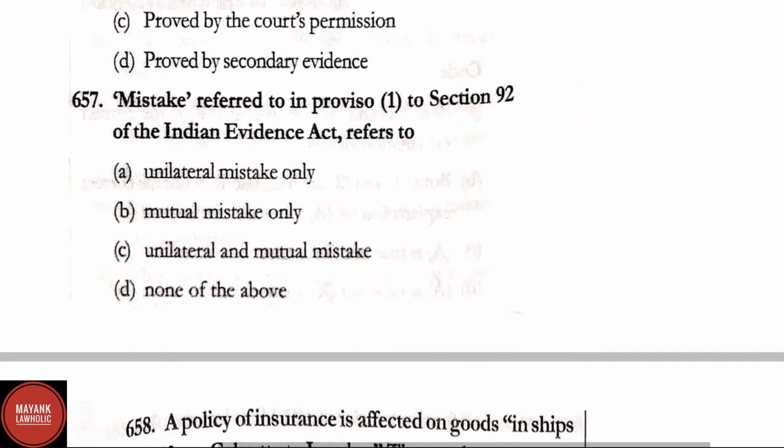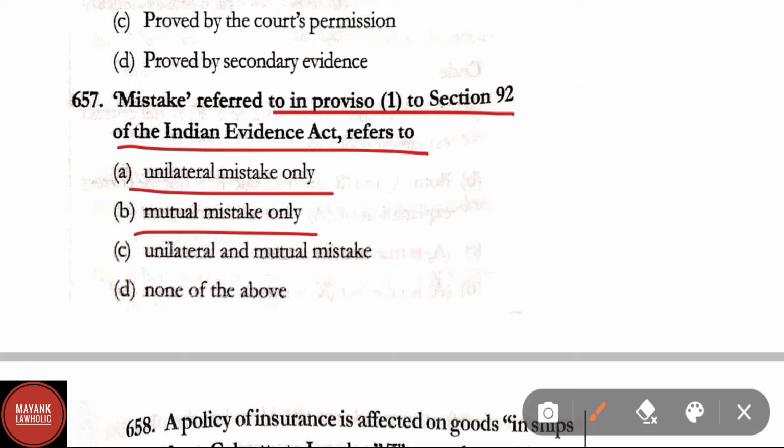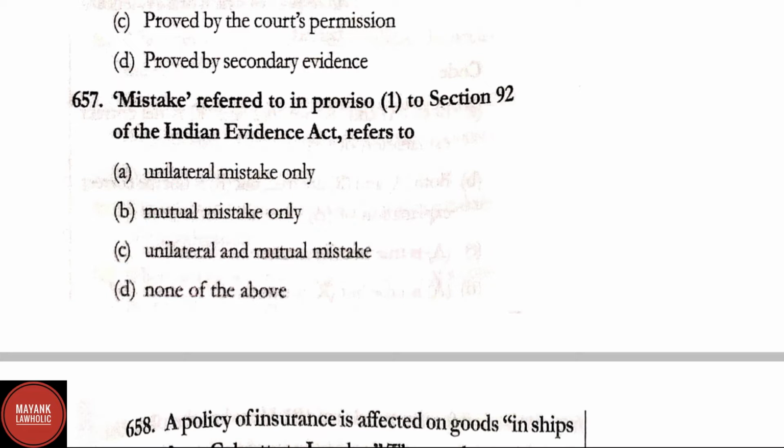Question number 657. Mistake referred to in proviso 1 to section 92 of the Indian Evidence Act refers to unilateral mistake only, mutual mistake only, unilateral and mutual mistake, none of the above. Correct answer here is option C, that is unilateral and mutual mistake.